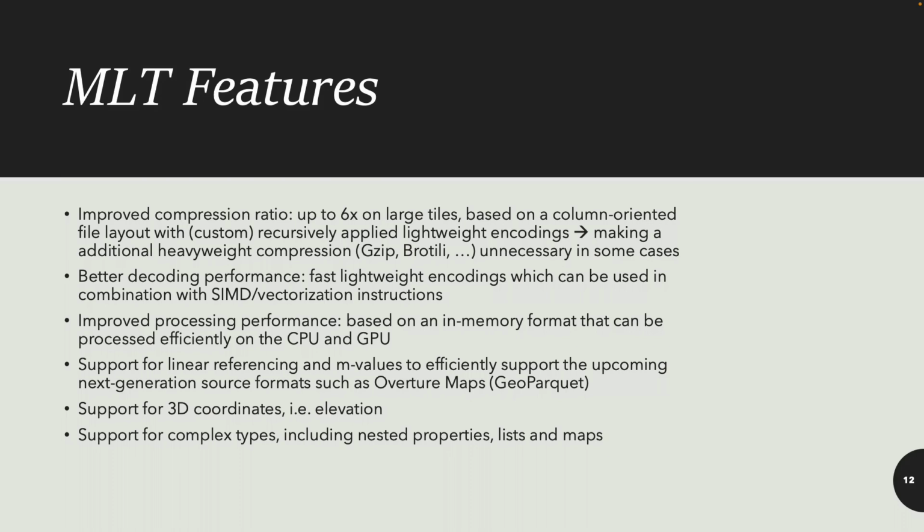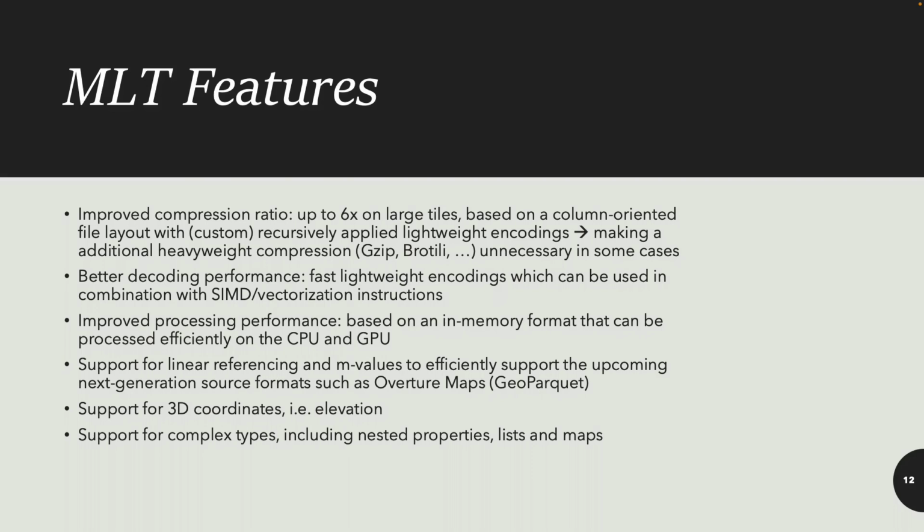One goal in the future is to make an additional heavy byte compression, for example with gzip, Brotli, or ZSTD, unnecessary. Because in the latest research results, there's also a trend of going away from these relatively slow heavy byte compressions to more lightweight encodings, because networks are getting faster. Think of the 10 or 100 gigabit networks which you can find in the cloud environment. And it's more and more the case that the CPU is becoming the bottleneck.